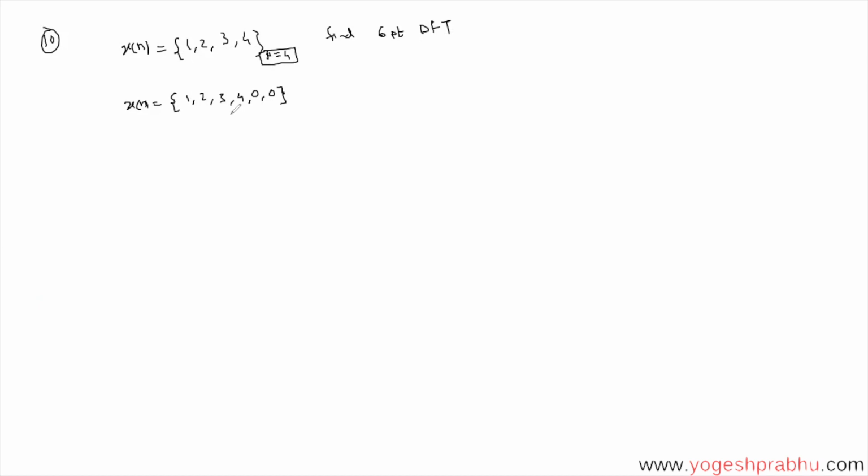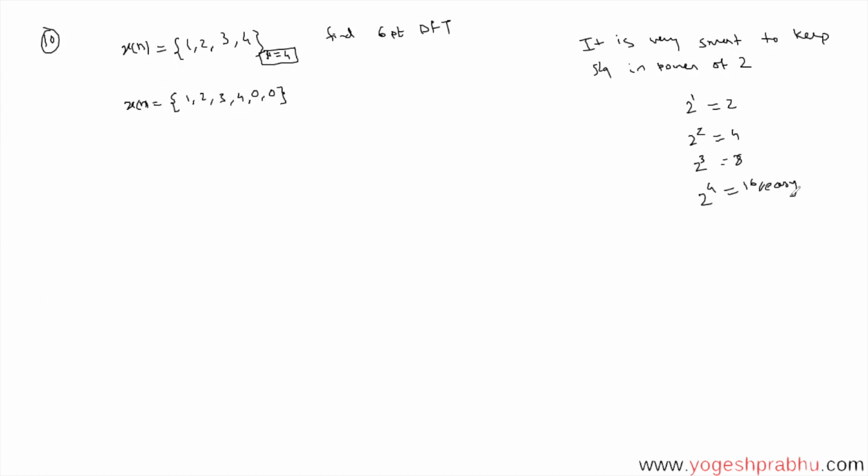And finding a 6-point DFT is a crazy task. It is very smart to keep signals in powers of 2. 2 to the 1 is 2, 2 to the 2 is 4, 2 to the 3 is 8, even 2 to the 4, 16 is easy. But 6 is not. I'm sure I can find it out, but it's going to take forever.